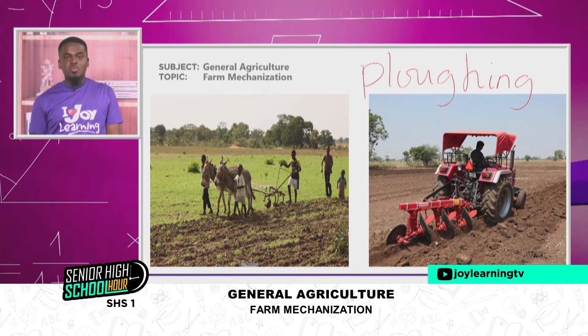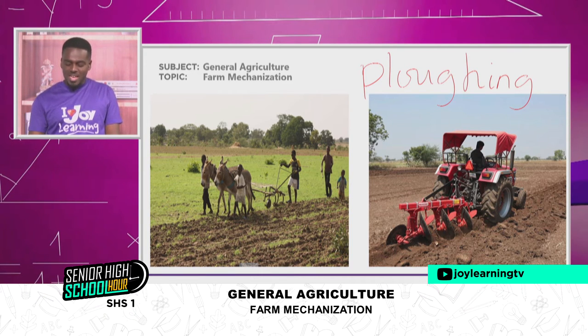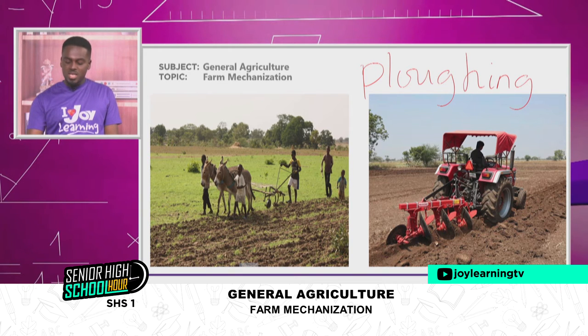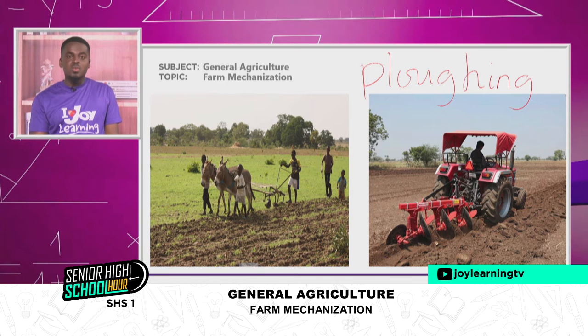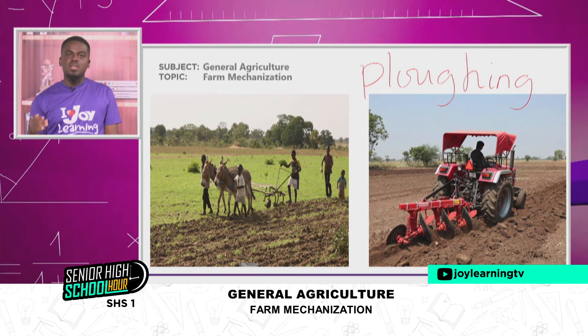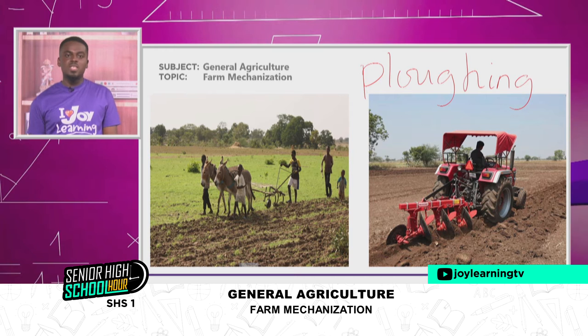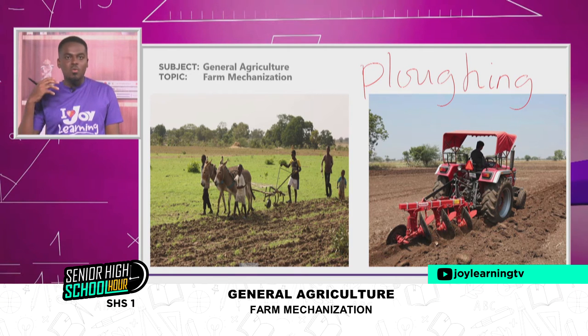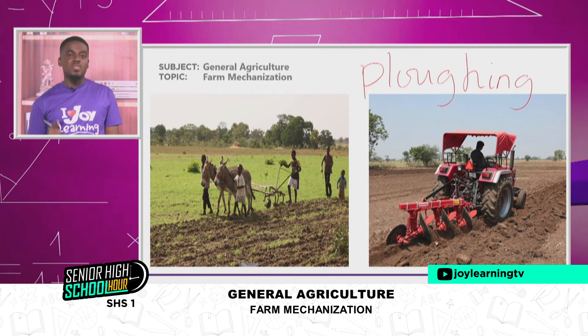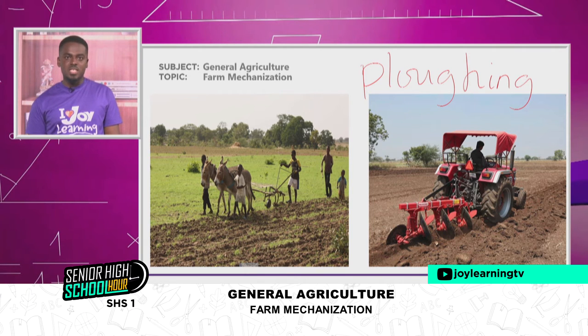But if you adopt the use of a tractor and a disc plow, you see, just one person mounts the plow onto the tractor, and the tractor operator will just finish everything for you. Achieving timeliness of operations is one of the key objectives of farm mechanization.